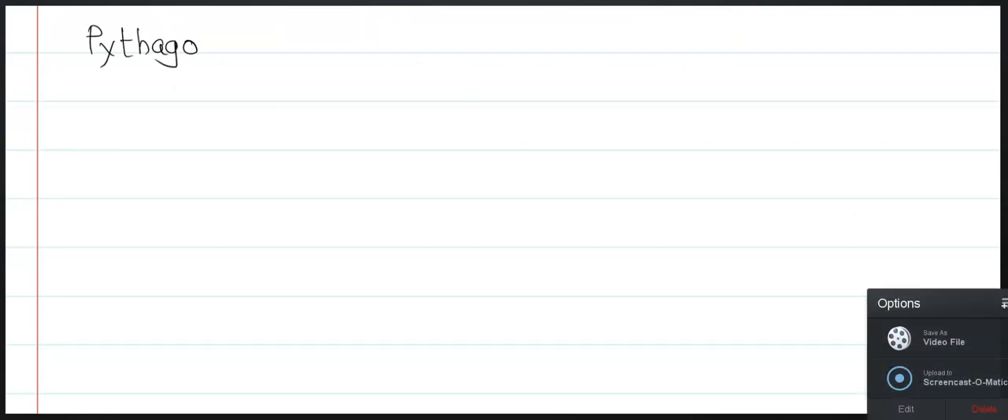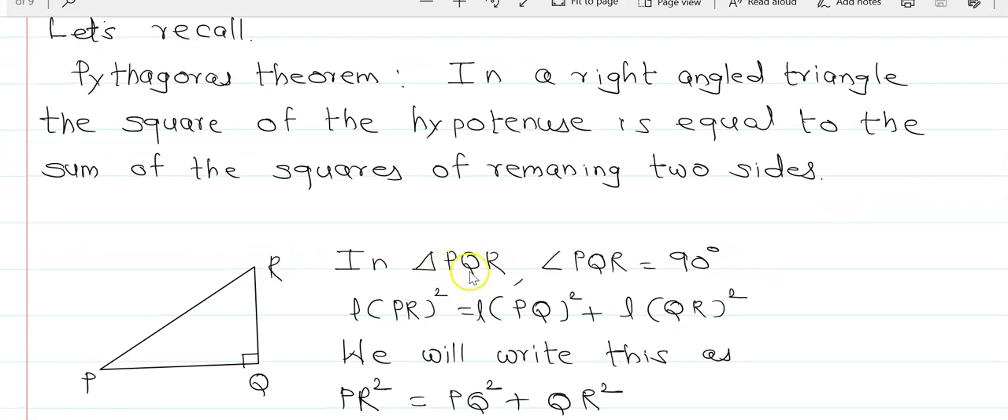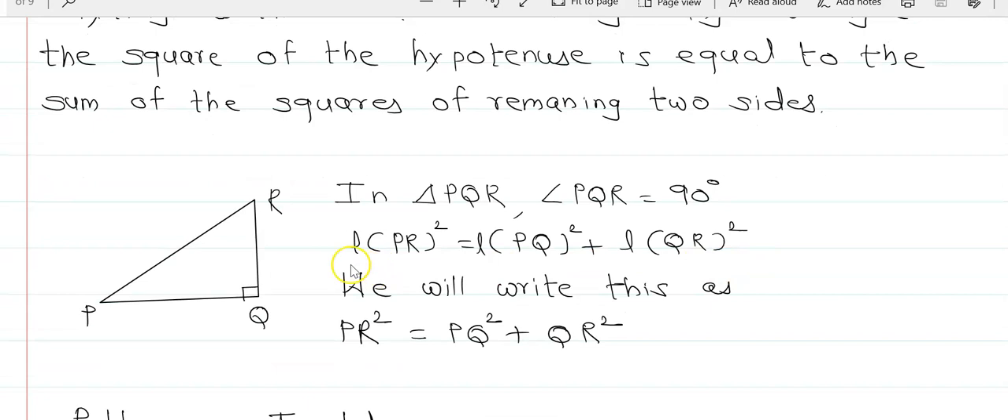Again, we will recall this in a right angle triangle. I am showing what I had written on the board. The square of the hypotenuse is equal to the sum of the squares of the remaining two sides. In triangle PQR, the measure of angle PQR is equal to 90. Length of PR square is equal to length of PQ square plus length of QR square. And we'll write this as PR square is equal to PQ square plus QR square.